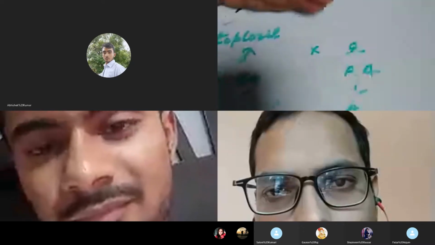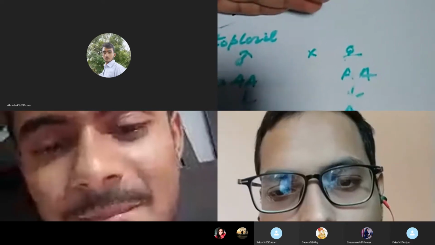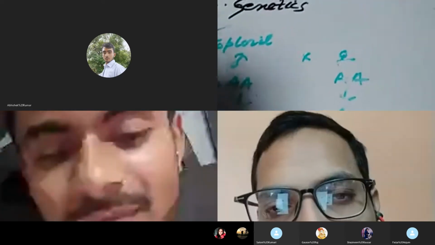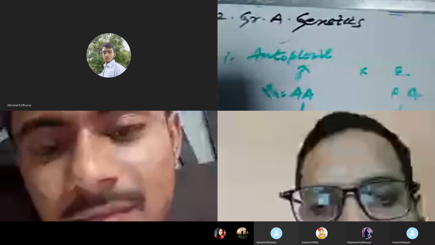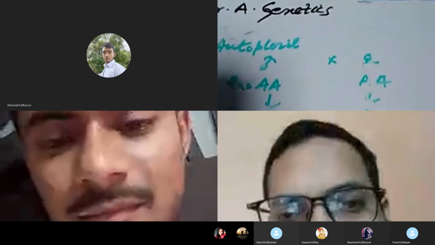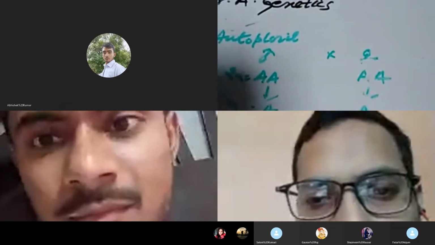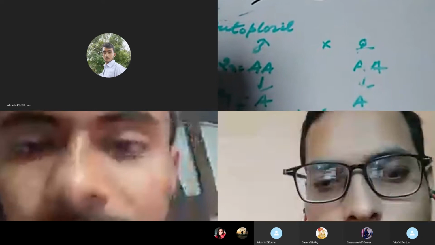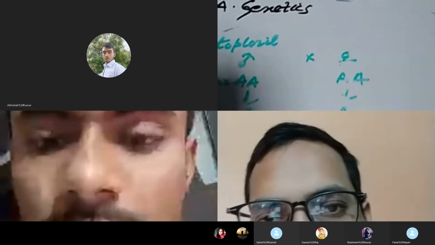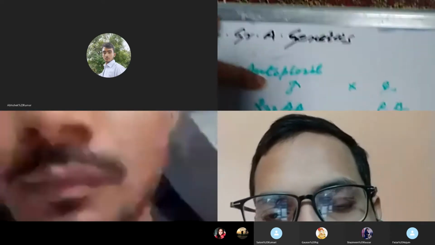So what happens in case of autopolyploidy? In autopolyploid, it is the same set of chromosomes, not two different sets. If A and B are present, you will call it two different sets. Here both the sets are identical, capital A. So when the same sets of chromosomes get doubled, it gives rise to the polyploid, and such polyploids are known as autopolyploid. Why the term auto? Because of the same set.